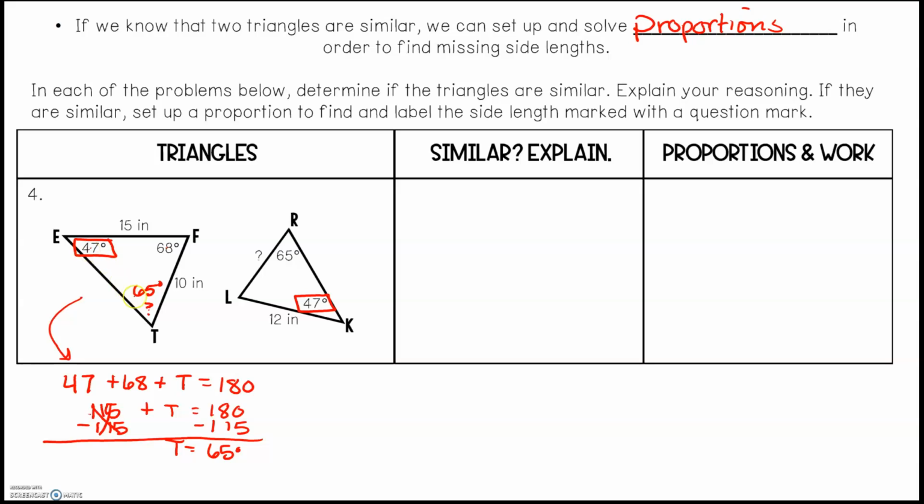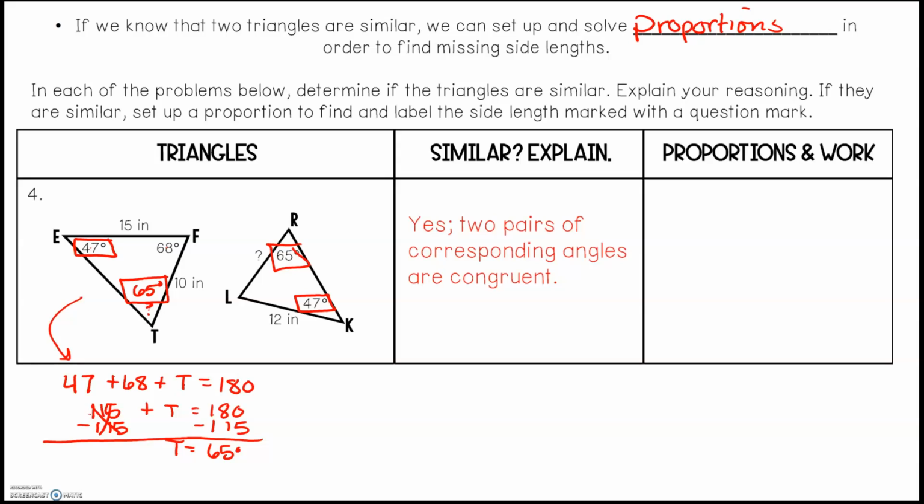So we have the 47 and 65. So we've got two congruent corresponding angles, which means yes, they are similar because we have the two pairs of corresponding angles. Meets that angle criterion. Since they are similar, we can use the proportions to solve for the sides.